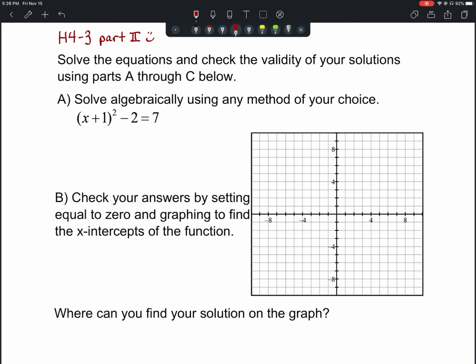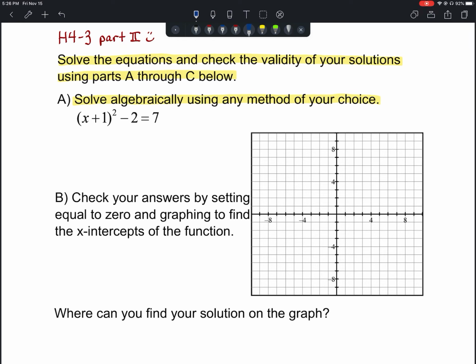Welcome to H4-3, part 2 of the notes. We're going to start out with an example here. The directions state solve the equations and check the validity of your solutions using parts A through C below. Letter A, solve algebraically using any method of your choice.